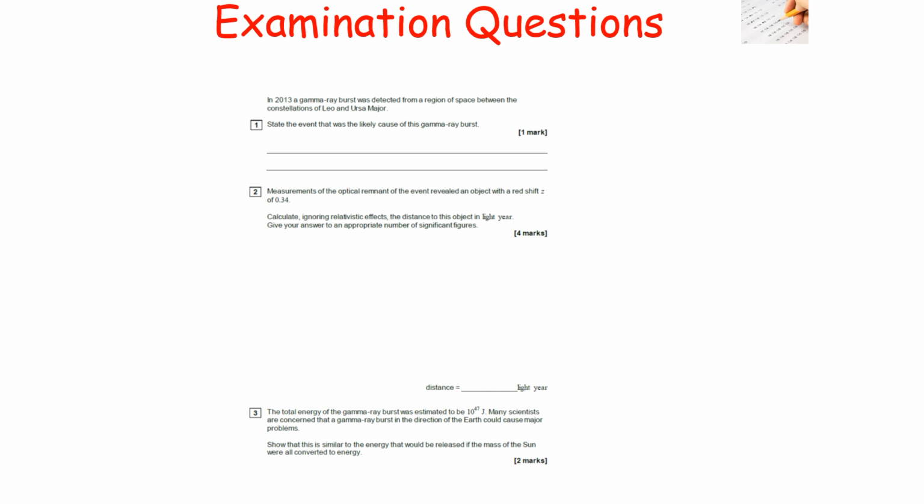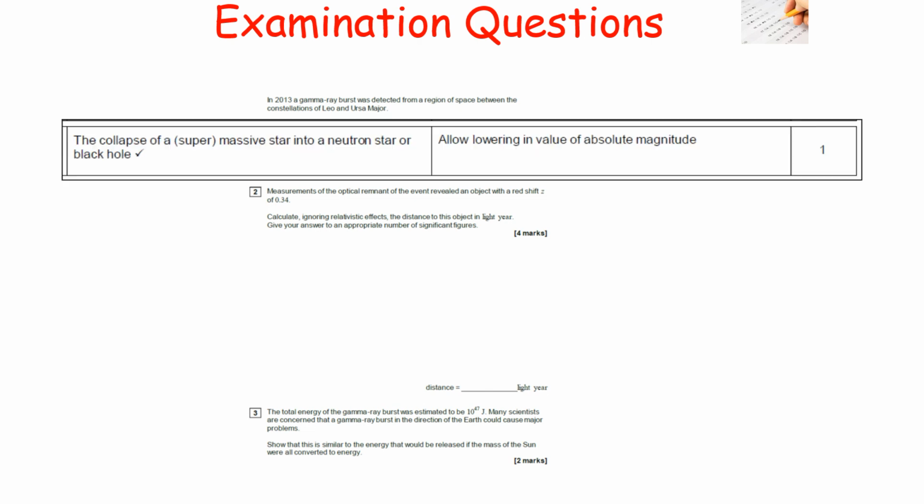Well, the first one is you've got to be aware of what the common causes of gamma-ray bursts, GRBs, are in astrophysics. Well, they tend to come from the collapse of a supermassive star into a neutron star, or the collapse of a supermassive star into a black hole. Those events will allow that release of gamma rays to be happening in this GRB.